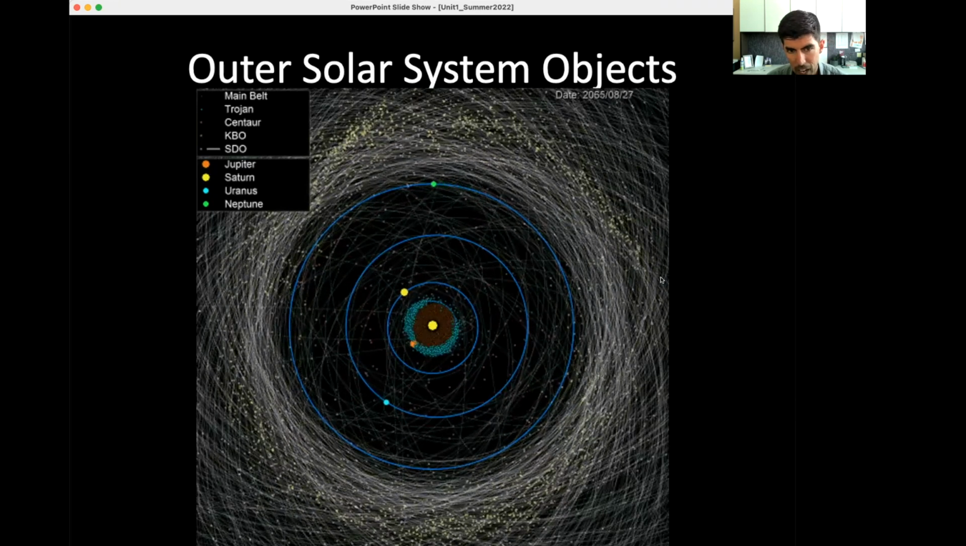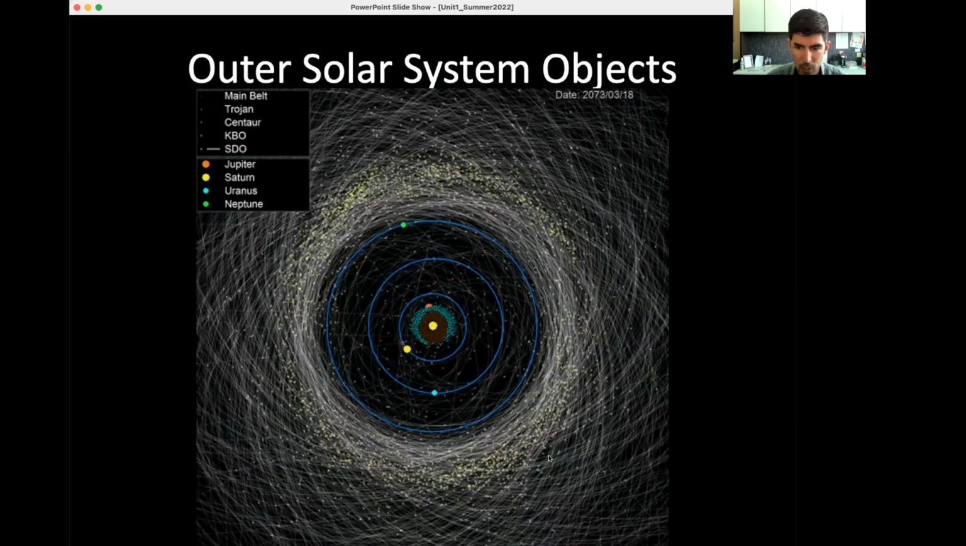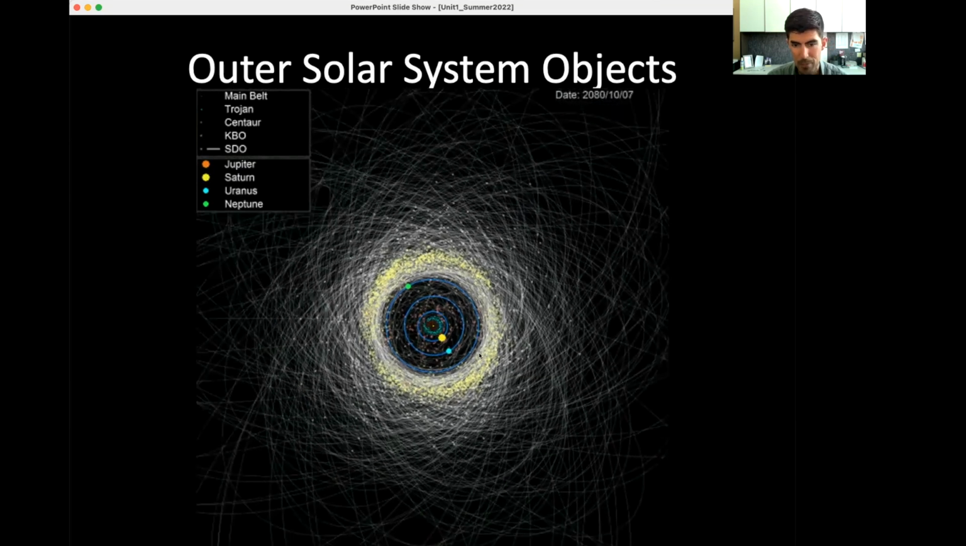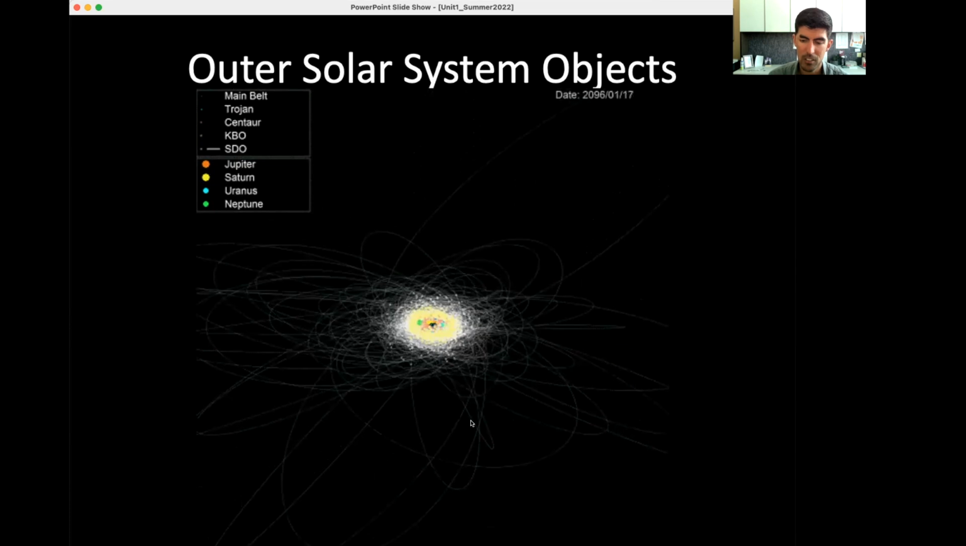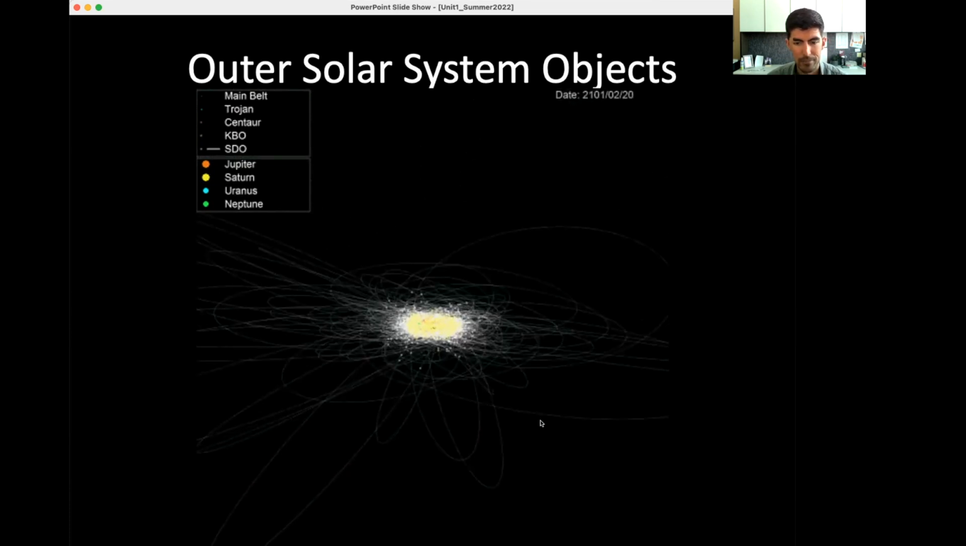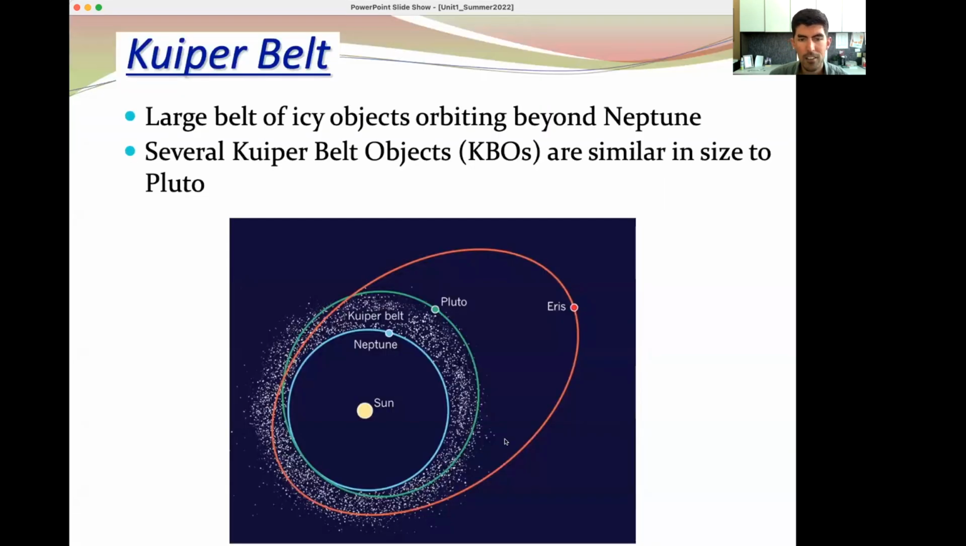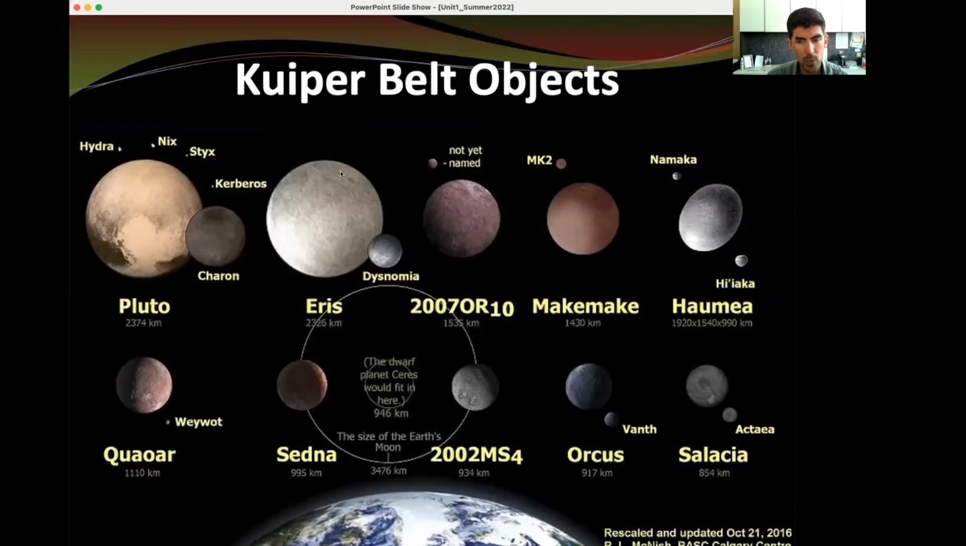Out here are all the Kuiper Belt objects, these yellow ones, and so you can see them orbiting out past Neptune. And then here again are the paths of some of the longest comets that we know of. So what are these Kuiper Belt objects? These Kuiper Belt objects, these are icy objects that are in orbit around the sun out past Neptune. Pluto is one of these Kuiper Belt objects, but we have many objects like Pluto, like Eris. Here it's labeled here. And we have some ideas of the various sizes for these objects.